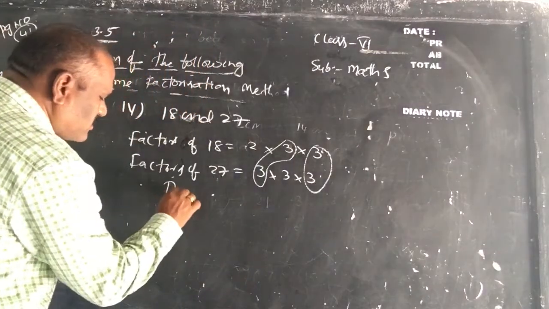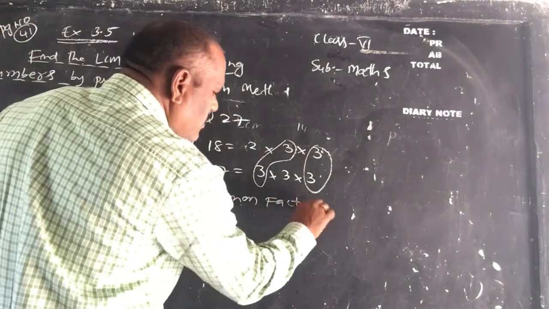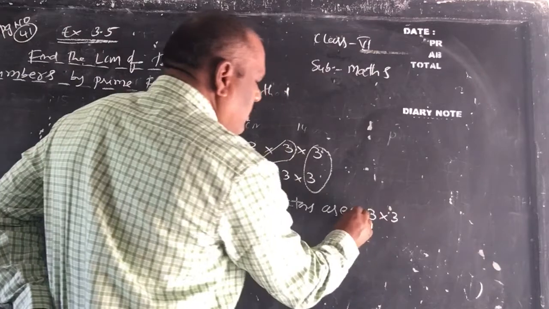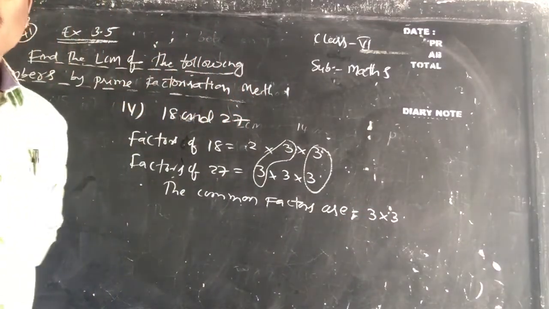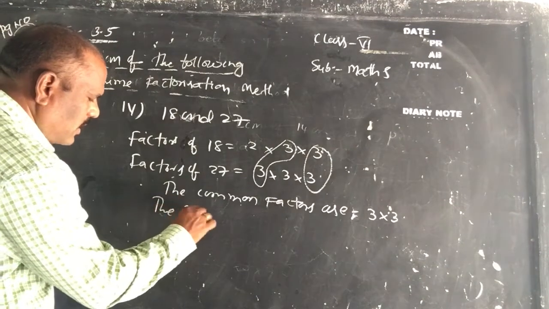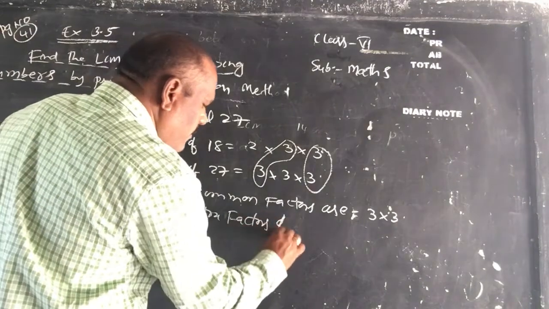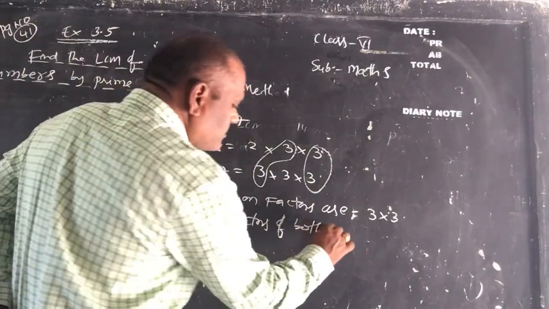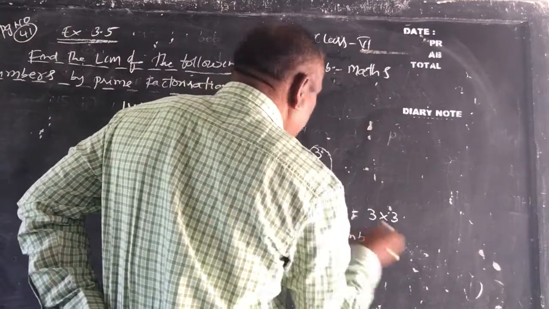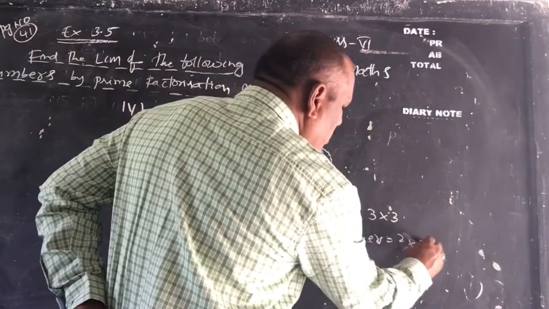So the common factors are 3 into 3. Common factors are equal to 3 into 3, children. The extra factors of both numbers are only 2 comma 3. Sorry, 2 into 3, you can write 2 into 3.